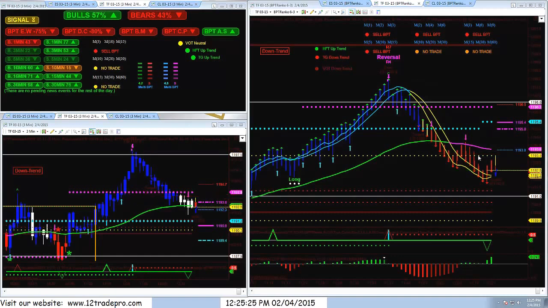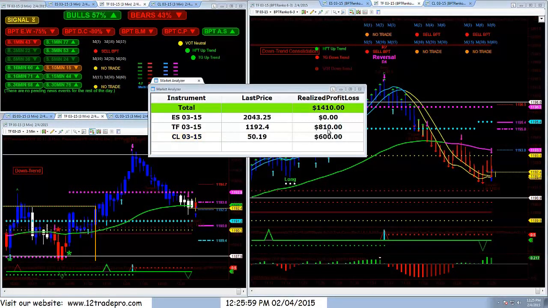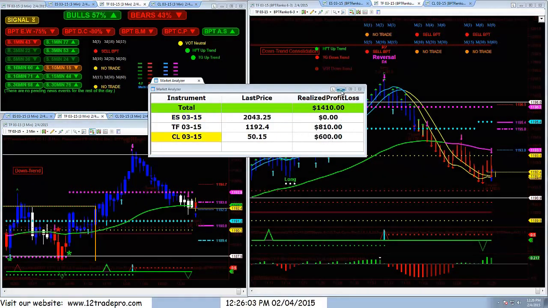It hit that target, filled. It came to the price range line and it was rejected and filled my target. Not exactly where I wanted to get filled at, but it's close, and I'll take it. Okay, 141 ticks, 81 ticks on the TF and 60 ticks on the CL.